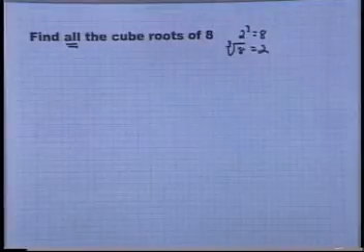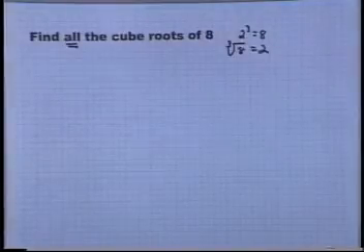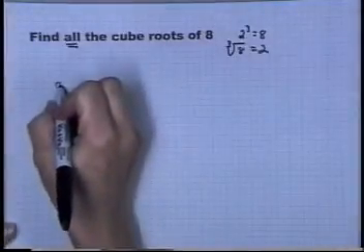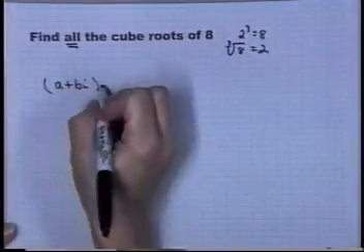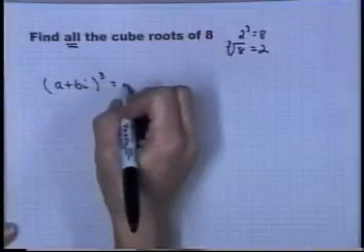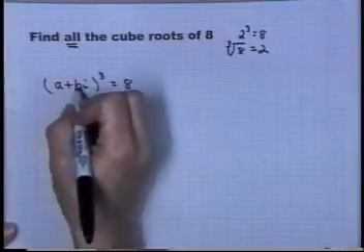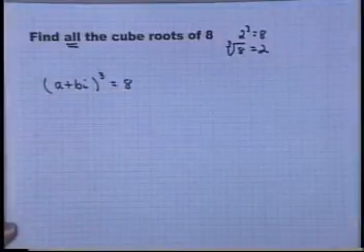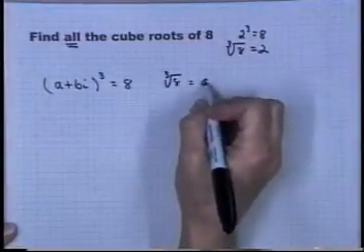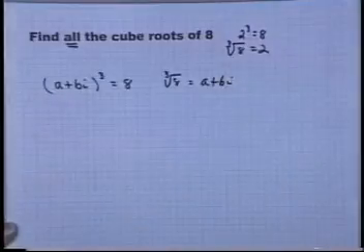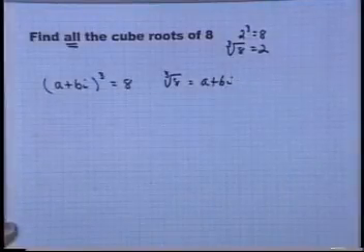Now, the formula or the technique that I'm going to show you will, in fact, find all 3 cube roots of 8. Now, I want us to think about this. If you have a complex number, a plus bi, and you raise it to the 3rd power and you get 8, then a plus bi would be a cube root of 8, wouldn't it? We would say the cube root of 8 then would be a plus bi, because if we raise it to the 3rd power, we get 8.